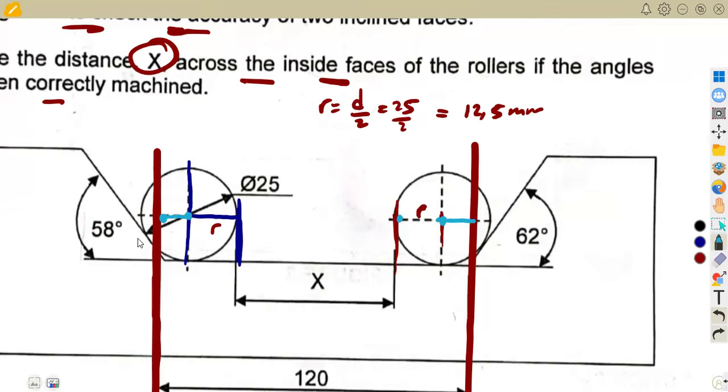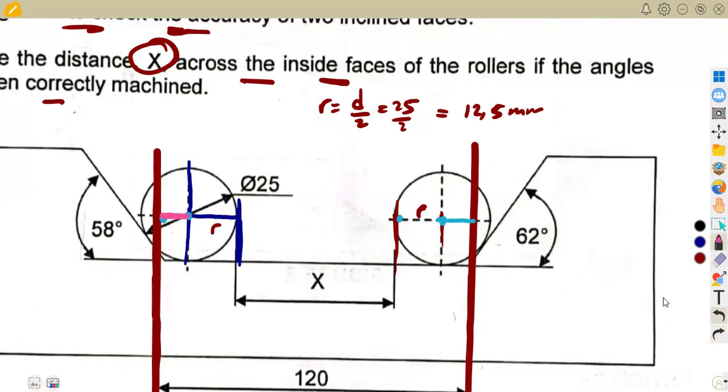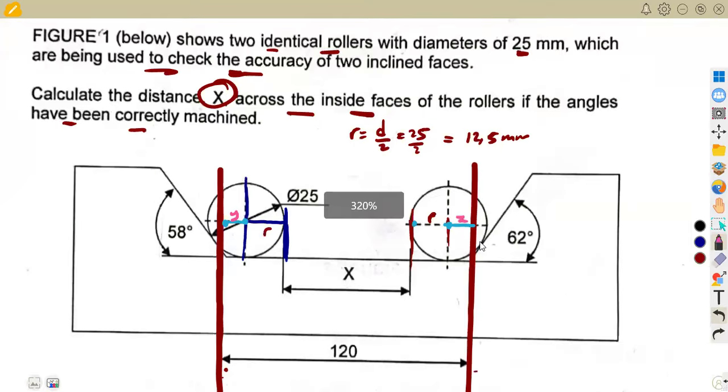If these angles were equal, these two distances would be equal. But since they are different, I'm going to name these points differently. This distance I'm just going to call a small letter y, and this one a small letter z. All right. So we need to calculate this y, and we also need to calculate the z.